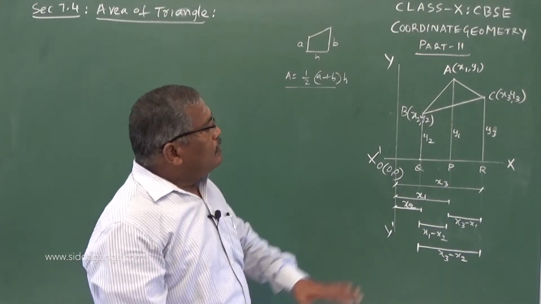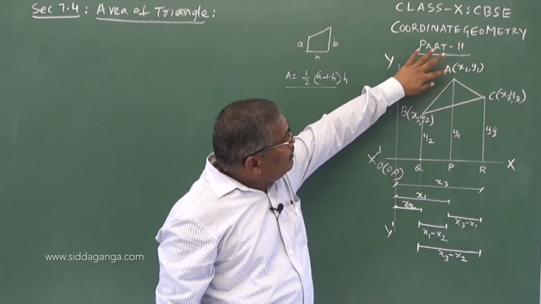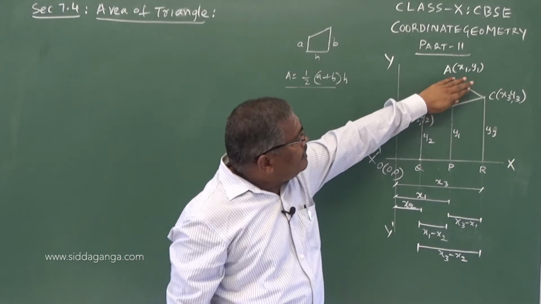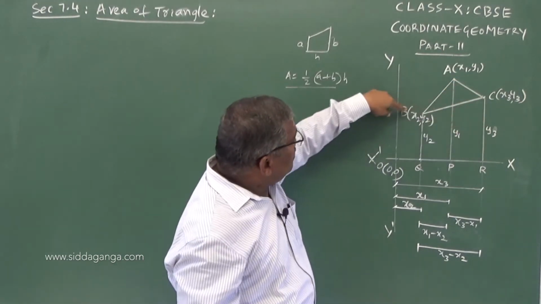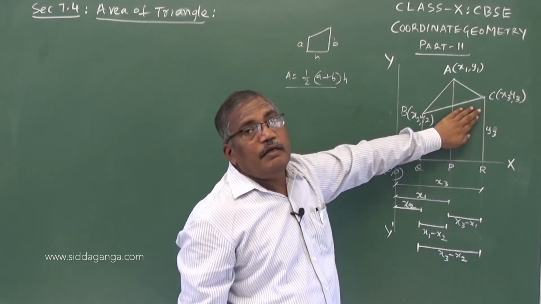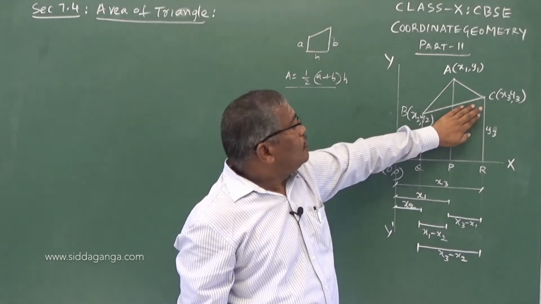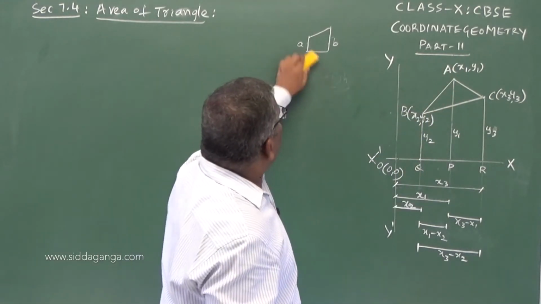Now, we are getting the entire area above the x-axis, but we want only the triangle ABC area. Therefore we will deduct the area of the trapezium BQRC from the total area, so that we will get the triangle area. That is how we proceed.